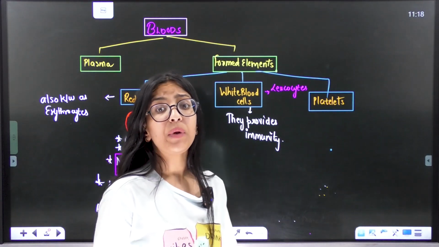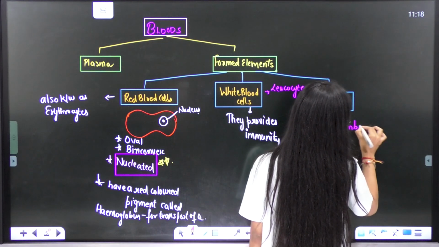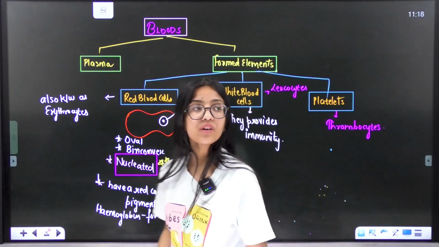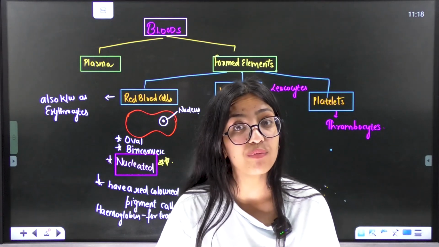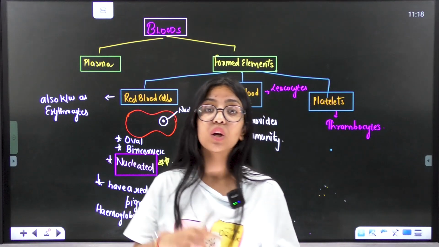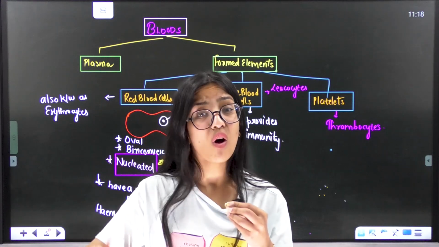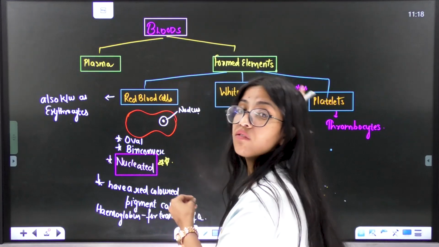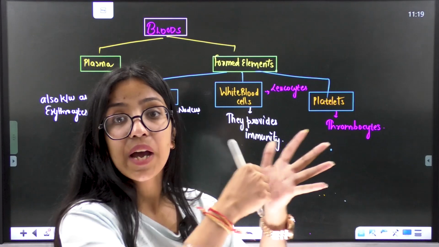Moving on to platelets. Platelets are also known as thrombocytes, right? So what is the function performed by platelets in our body? They prevent the leakage of blood from the site of bleeding, or I can say they clot the blood so bleeding gets stopped. Our blood is not lost in excess amount due to the presence of platelets. They act as a plug to stop the bleeding.